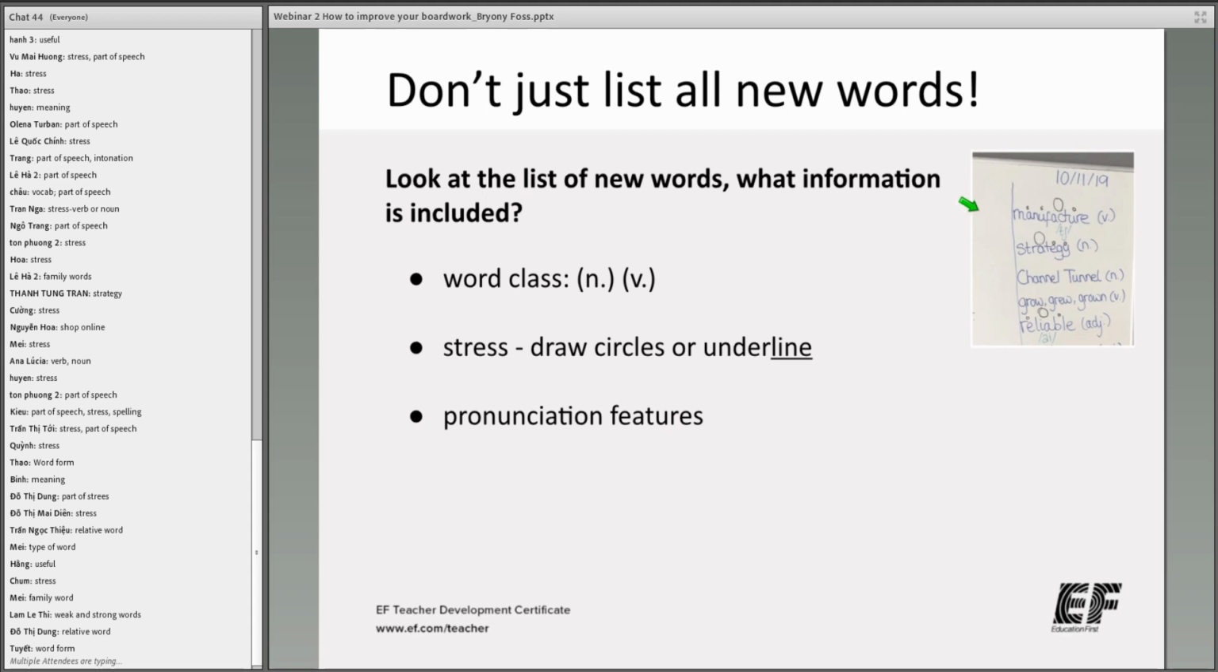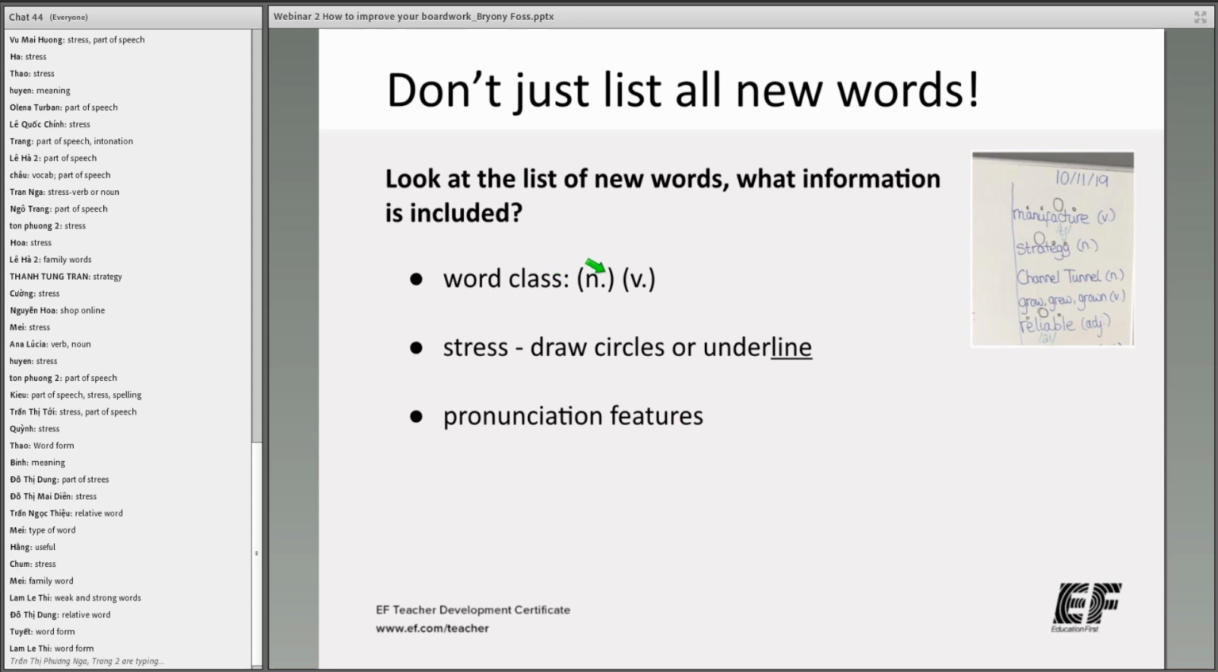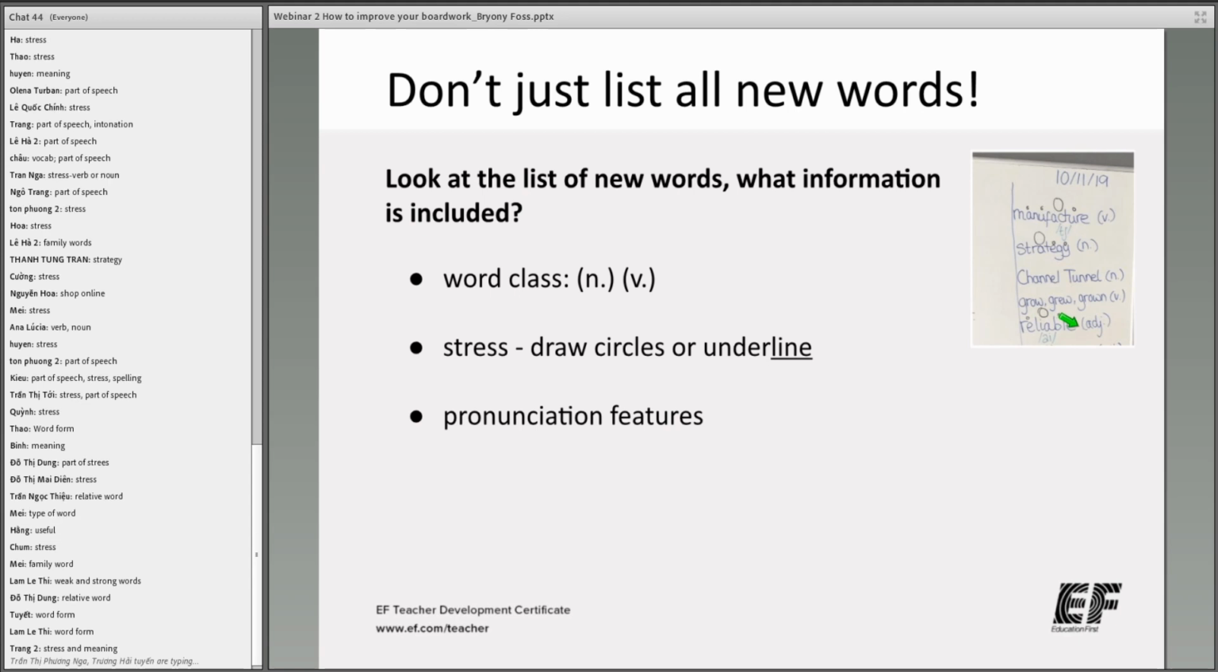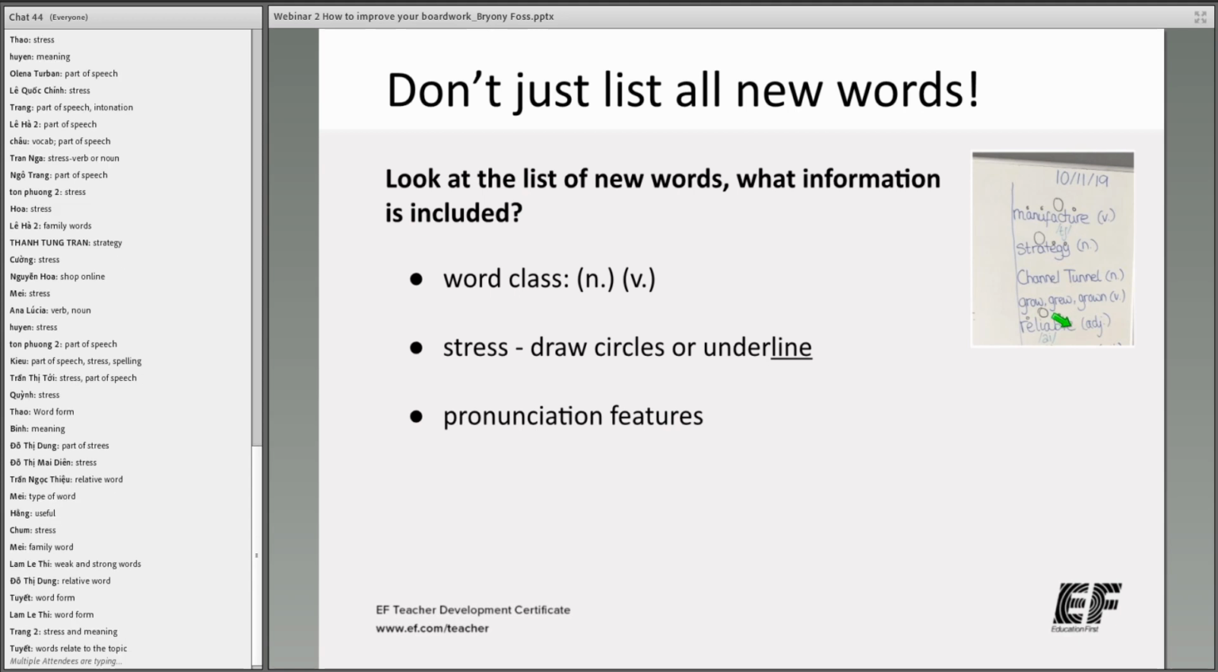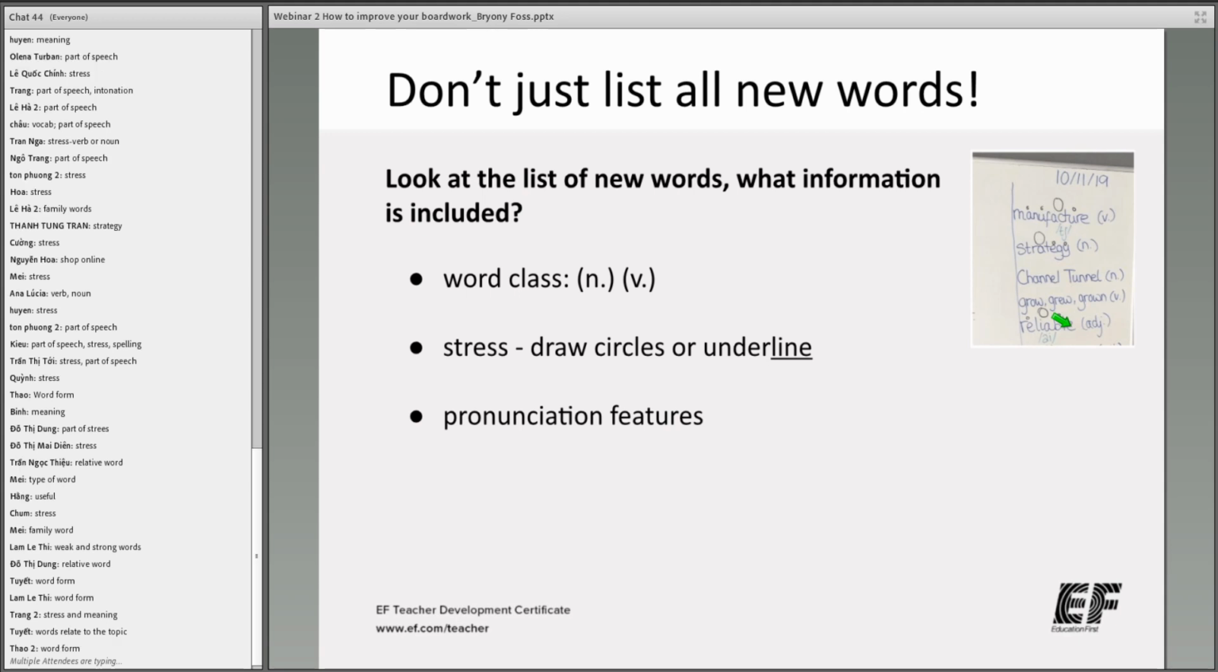But it's very important to tell your students what these mean. There's no point putting N if students don't know that it refers to a noun, or V, a verb, or, as you can see here in reliable, that it's an adjective. Explain to your student what these symbols mean so that when they copy them, they know why they are there.